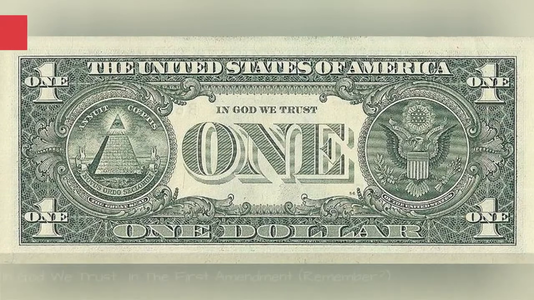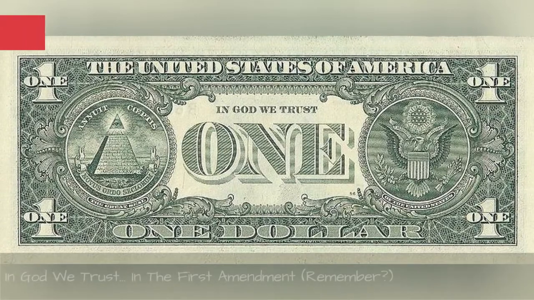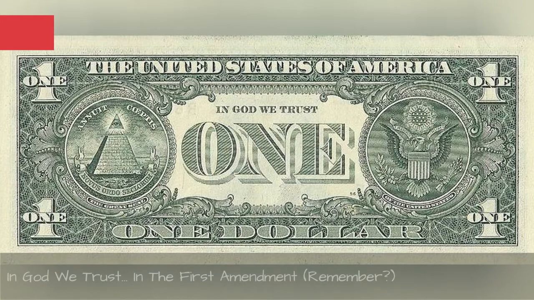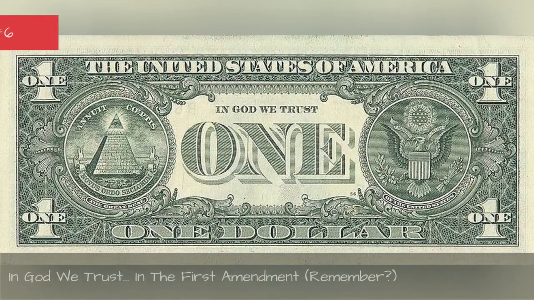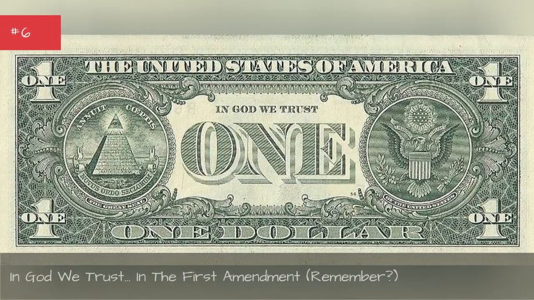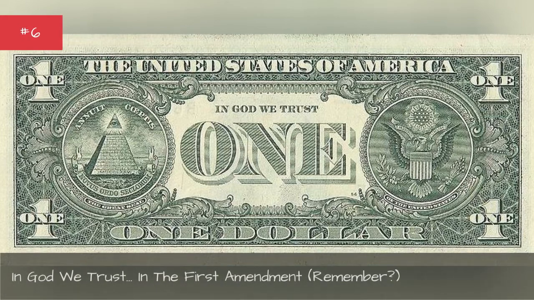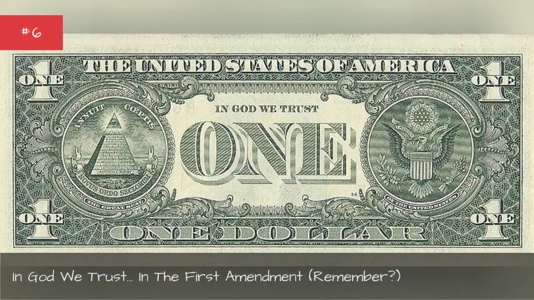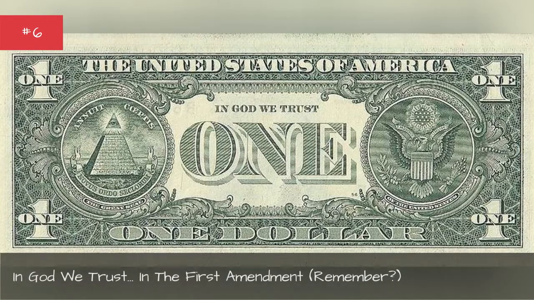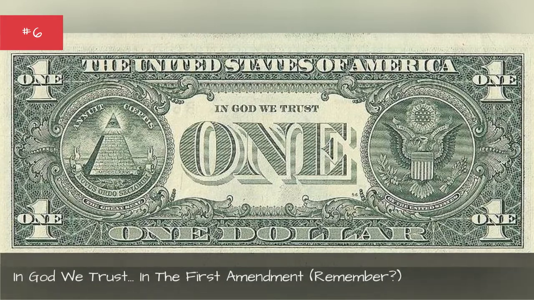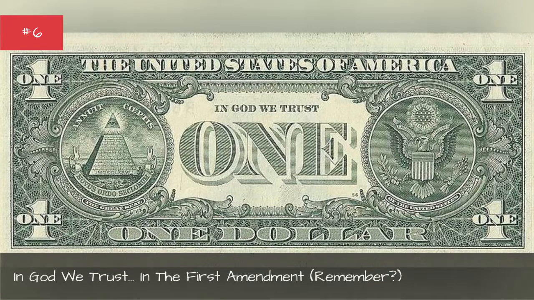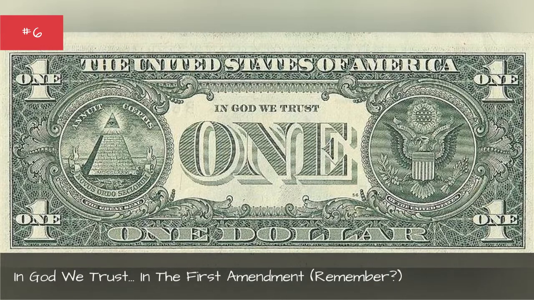In God we trust. In the First Amendment, remember. Official explanation: in 1956, the U.S. national motto became "In God We Trust," and a law was passed by Dwight Eisenhower that it be printed on American currency, but it wasn't officially in circulation until 1957.